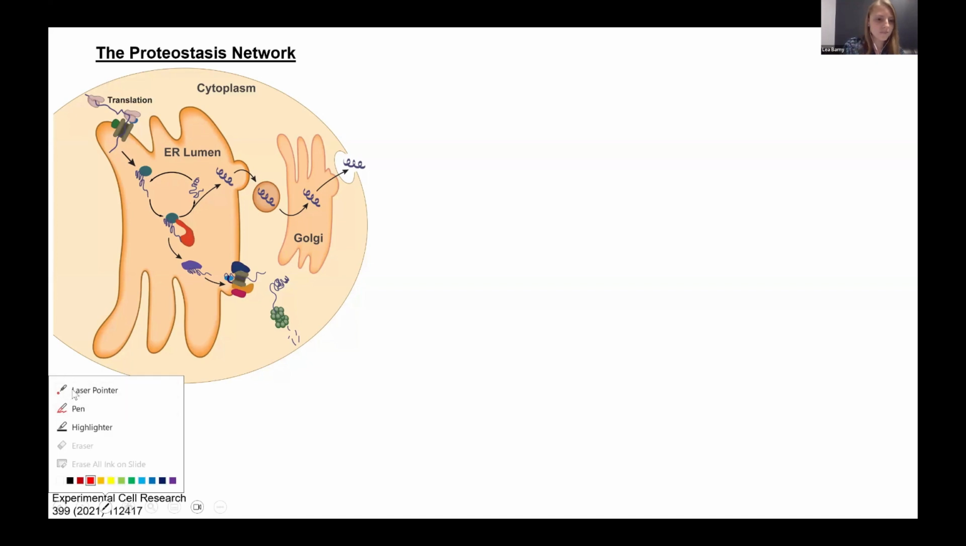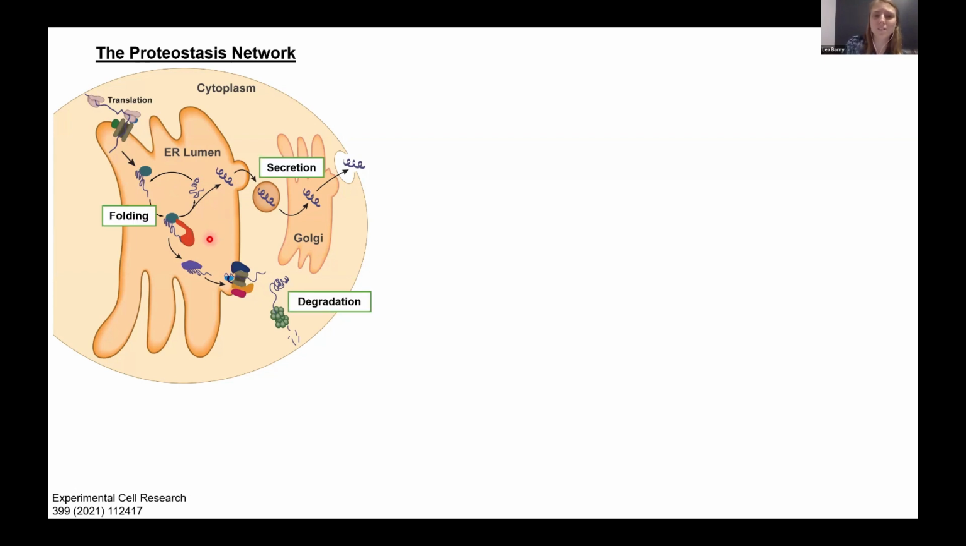So to start, approximately 1/3 of the human proteome is trafficked to secretory environments. The endoplasmic reticulum is the major site of secretory protein processing and folding, as well as post-translational modification. To ensure the secretion of properly folded proteins from the endoplasmic reticulum, there are numerous chaperones, trafficking and folding factors, and degradation factors, which act collectively and are known as the proteostasis network.